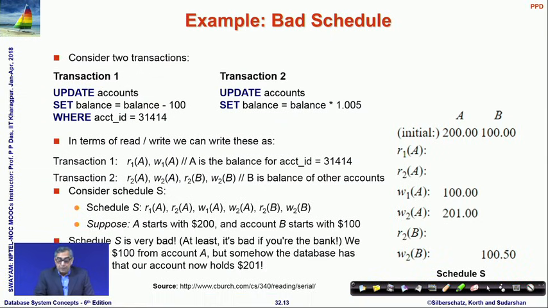If we just look at what has happened, I have debited $100 from account A, which was transaction 1, and I had started with $200. But at the end, according to the schedule, account A has a balance of $201, whereas it should have been $100. The balance in account B is fine, but it shows $101 more in account A. So, naturally the bank is going to go bankrupt very soon if such schedules are allowed. So, this schedule is an incorrect, inconsistent schedule, it is a bad schedule.